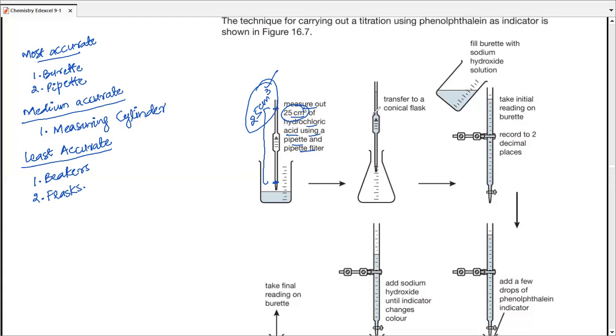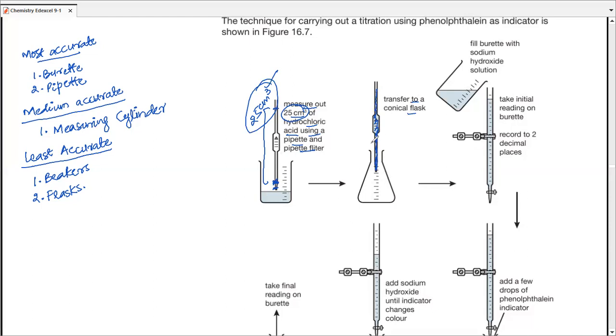Moving on, you transfer the entire content. Notice the pipette is filled from the very bottom all the way to the very top, like I mentioned. I should have mentioned over here, not here. So transfer it to a conical flask.